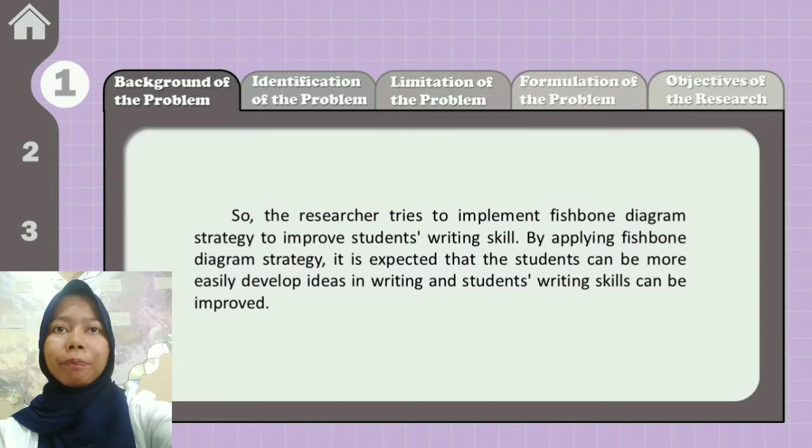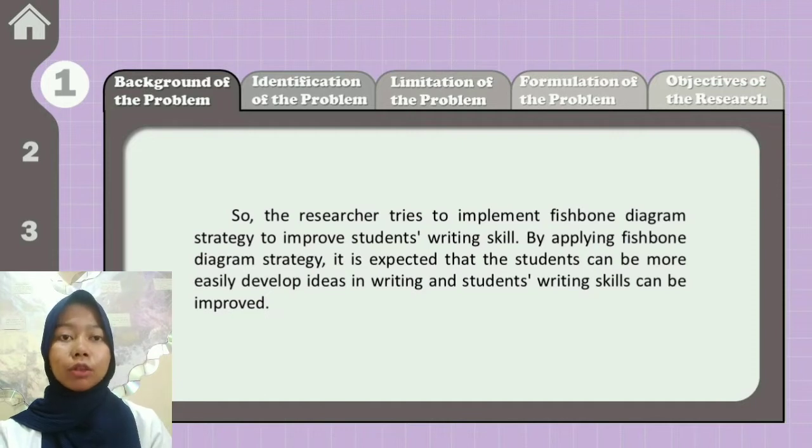So, the researcher tries to implement the Fishbone diagram strategy to improve students' writing skill. By applying this strategy, it is expected that the students can more easily develop ideas in writing and students' writing skill can be improved.